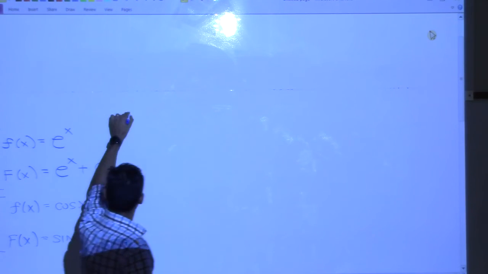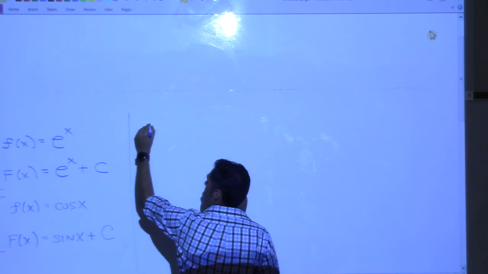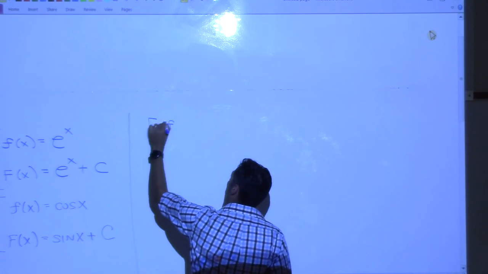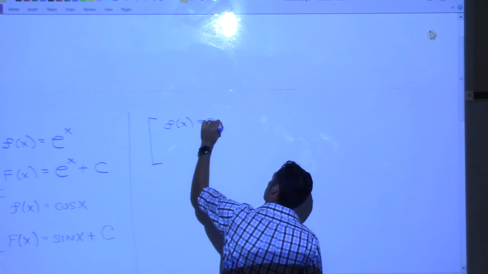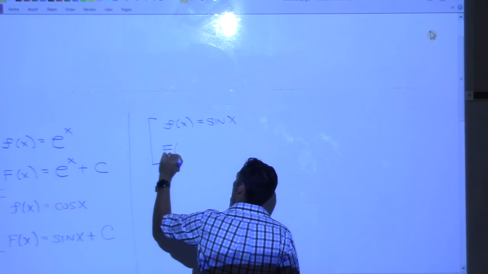Okay, let's keep going. Sine, okay, let's go with sine. So if little f of x is sine x, be real careful here. What is capital F of x?